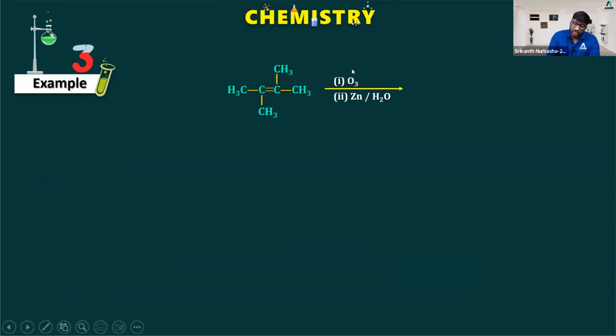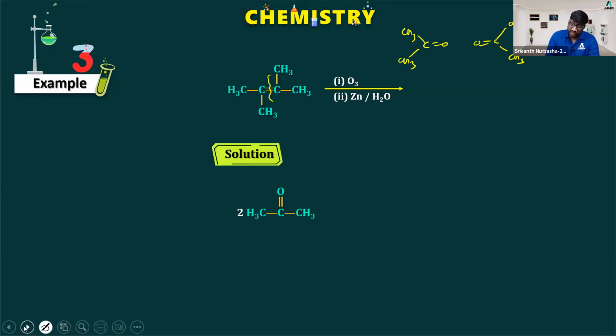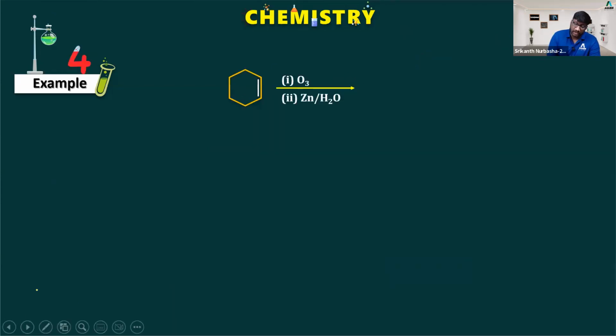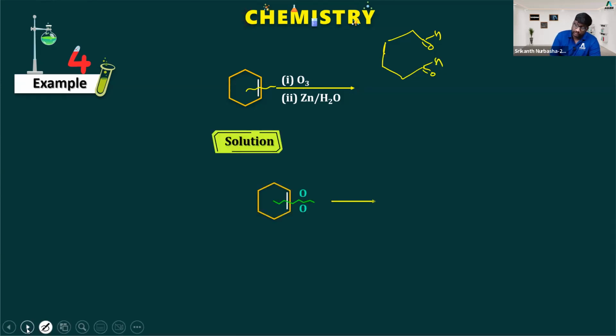So here, what are the set of products obtained? You have to cleave this. You will generate 2 molecules of CH3-C(=O)-CH3, that is CH3-C(=O)-CH3 plus CH3-C(=O)-CH3. What happens here? Both the sigma and pi bond are going to be broken. You will get C=OH, C=OH. Right, that is the dicarbonyl obtained.